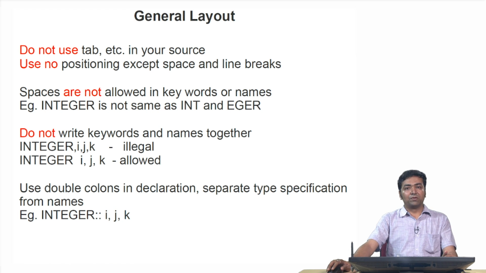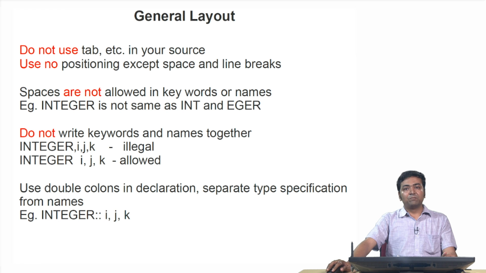Okay, so the general layout of a Fortran program is as follows. For example, in Fortran we do not use tab in my source file. By source file I mean the file which contains the program written by me. Also, we do not use any positioning flags except the space and the line breaks.